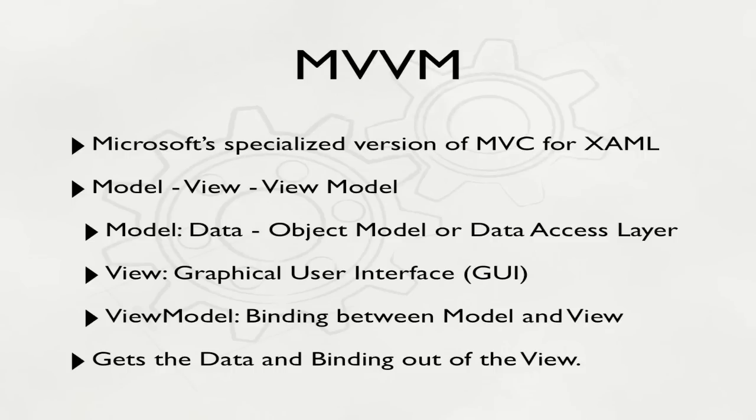So the idea behind ModelViewViewModel is you want to get the data and the binding out of the view, so that's not in the user interface code. That's really all there is to ModelViewViewModel. Essentially what you do is you have a new class that you've created that you move the data, holding the data and the binding into. And we'll take a look at that.